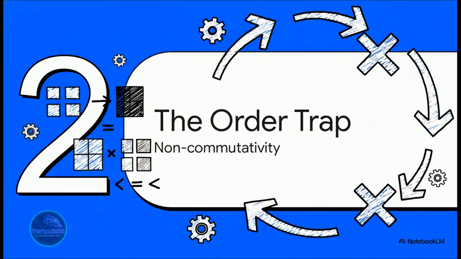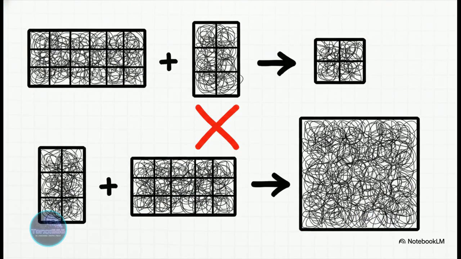Section 2. The trap of order. A times B is not equal to B times A. Now, in our everyday lives, 4 times 5 or 5 times 4, it's always 20. That's commutativity. But matrices? Generally speaking, they do not commute. The order in which you multiply them drastically changes the result. In fact, sometimes A times B is completely doable, but B times A is literally mathematically impossible because of that row and column matching rule we just talked about.